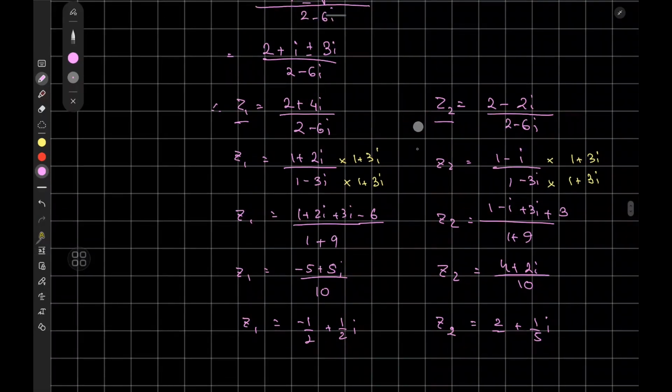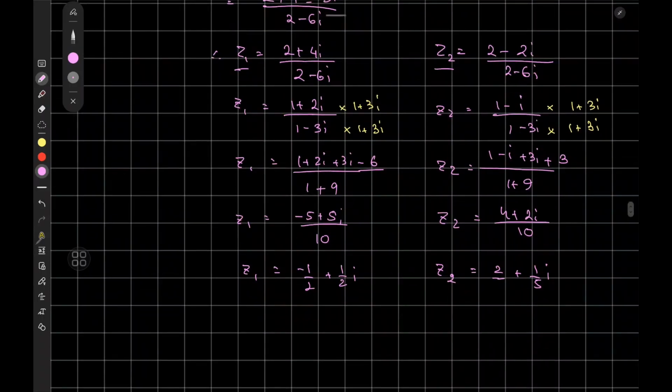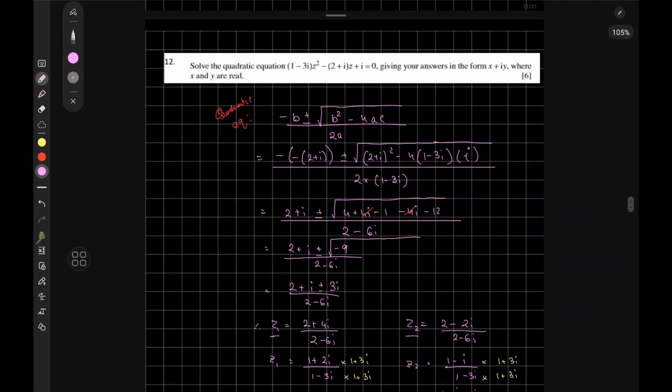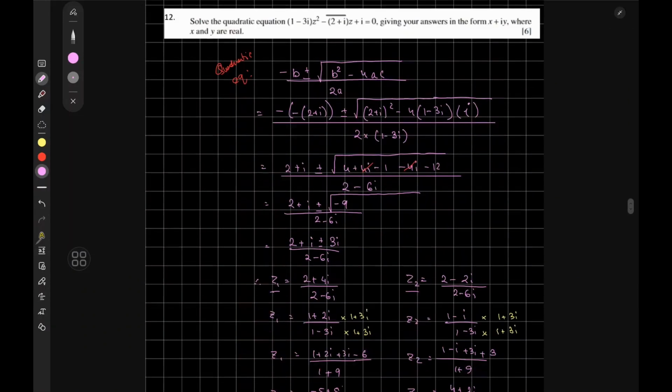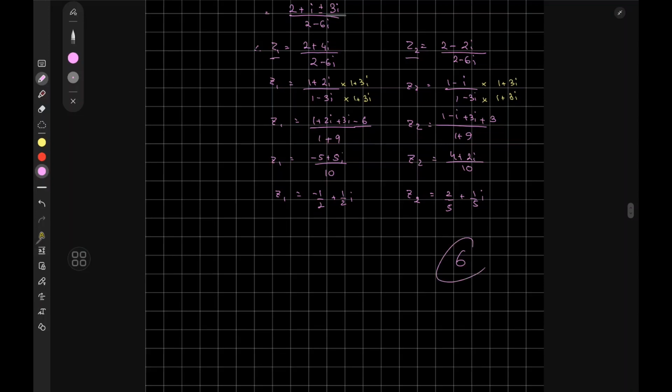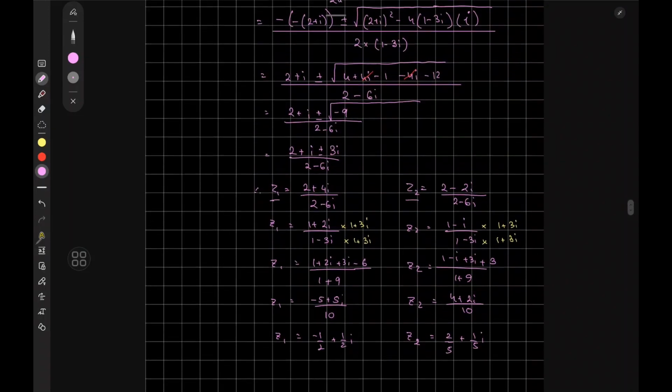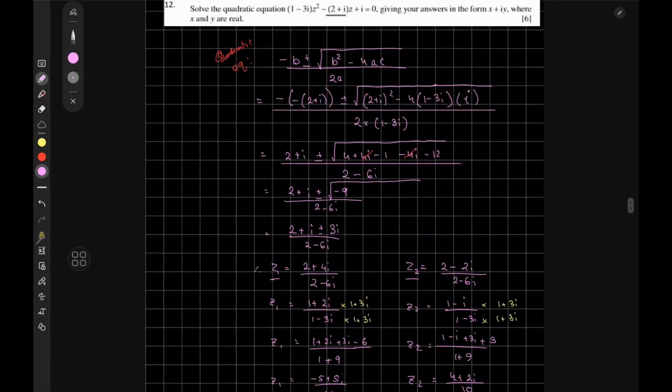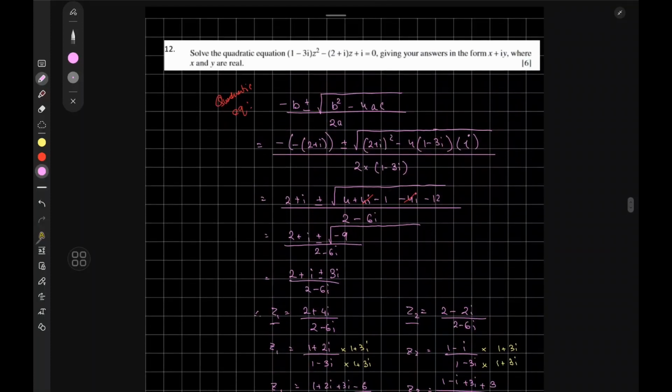In this case, you're going to do the same thing. You're multiplying the numerator and denominator with 1 plus 3i. Now you're getting an expression of 2 by 5. It's supposed to be 2 by 5, right? 2 by 5 plus 1 by 5 i. Exactly. These are going to be the two roots of this quadratic equation, and this is worth 6 marks. Okay, now we can move on to the next question. Basically, in this question, you just apply the quadratic formula, nothing else.